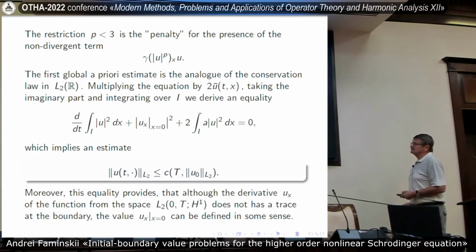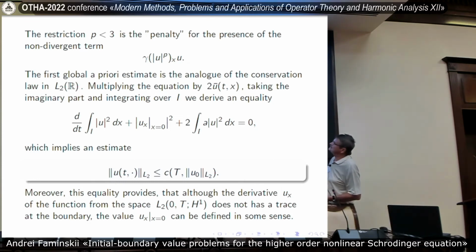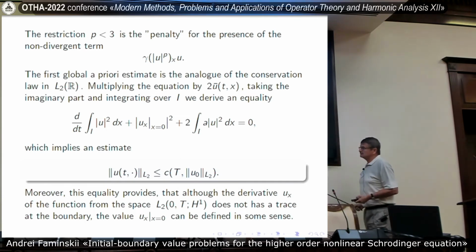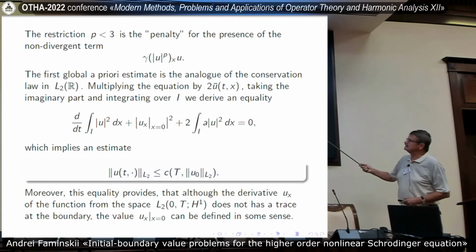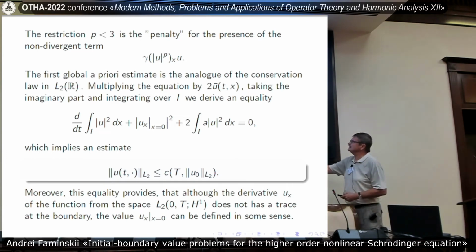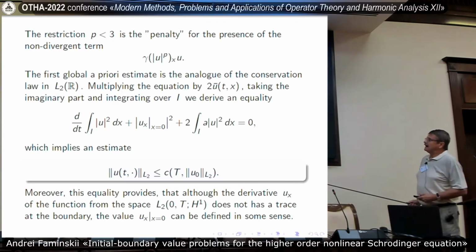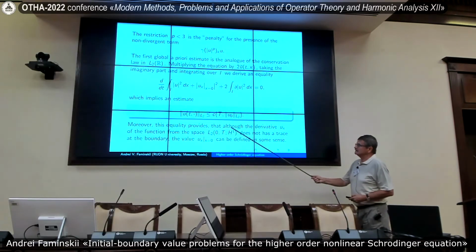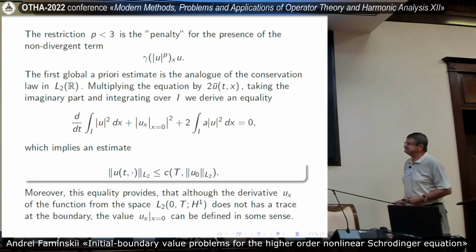And the first a priori estimate, not of course a conservation law, is again obtained by the same idea. Let's multiply the equation by 2u bar, take the imaginary part and integrate, then we have the following equality. And of course, the following estimate can be derived.